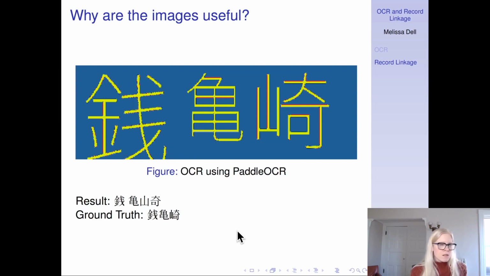So why are images useful? Going back to the record linkage case, this is an example of a firm name that was mis-OCR'd. And because firm names or people names are oftentimes only a few characters in Japanese, if you get one character wrong, you're kind of in trouble in terms of being able to link that back to a large database with many, many possibilities.